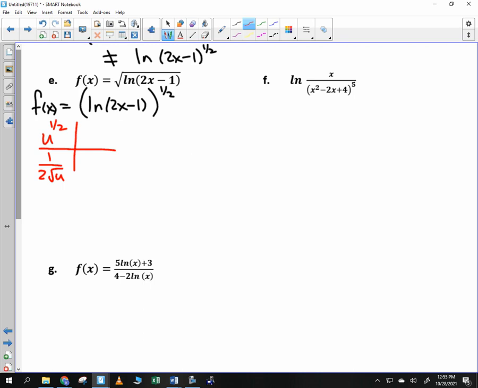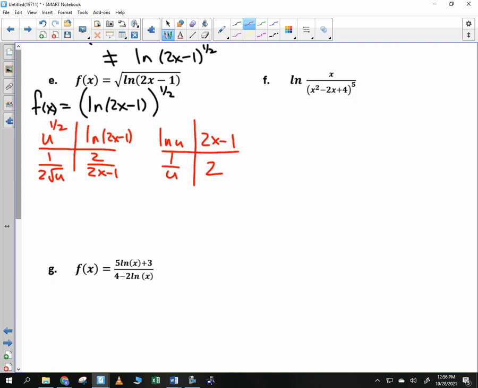All right, and then let's do the inside. Okay, how are we going to find the derivative of natural log of 2x minus 1? Yeah, we do have to do that chain rule. No big deal because we're really smart. What's going to be on the outside? Natural log of u. Inside? Derivative of natural log of u, 1 over u. Derivative of 2x minus 1. So we get 2 over 2x minus 1.